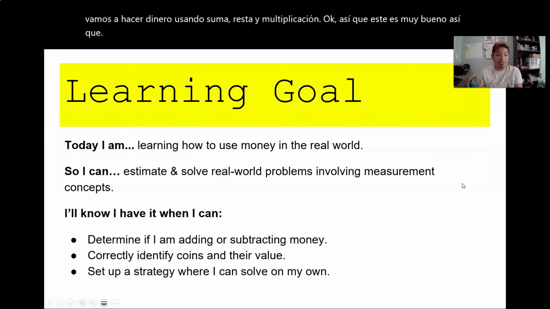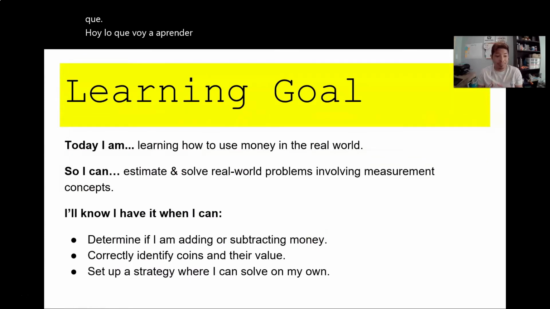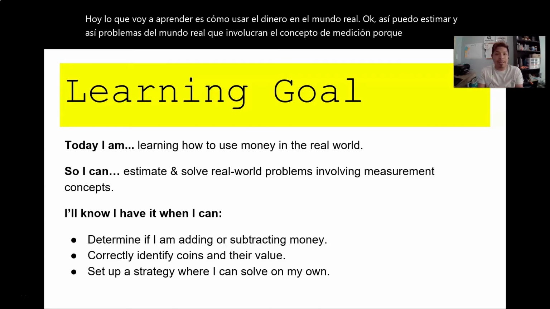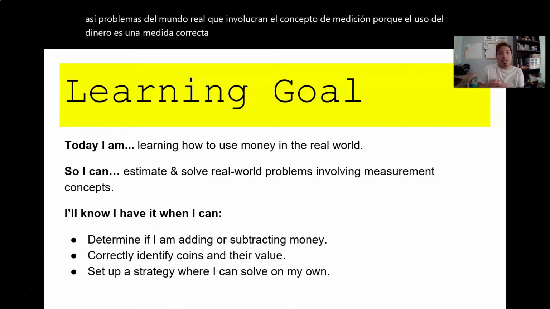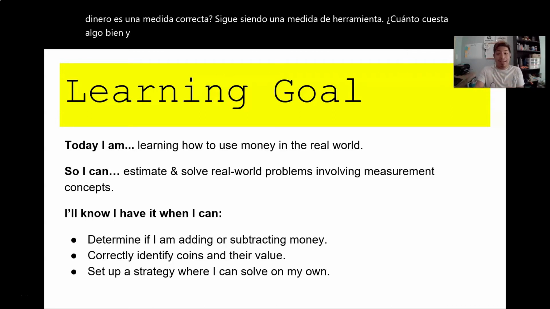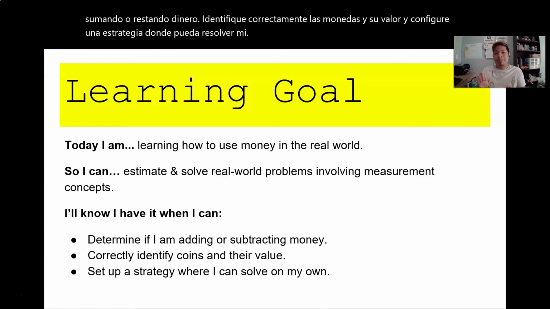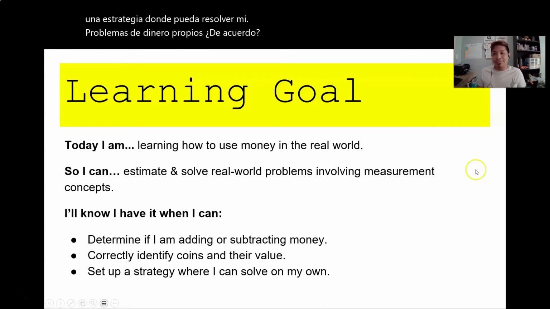Today what I am going to learn is how to use money in the real world, okay? So I can estimate and solve real world problems involving the measurement concept, because using money is a measurement, right? It's still a tool to measure how much something costs. And then I'll know I have it when I can determine if I am adding or subtracting money, correctly identify the coins and their value, and set up a strategy where I can solve my own money problems, okay? But before we get started, let's go ahead and watch our video for today.